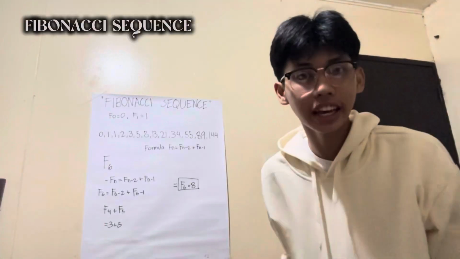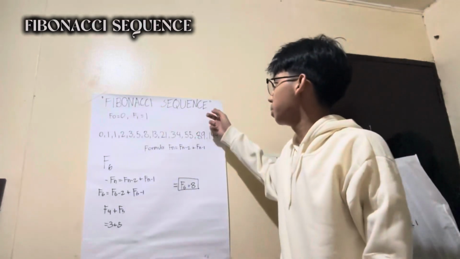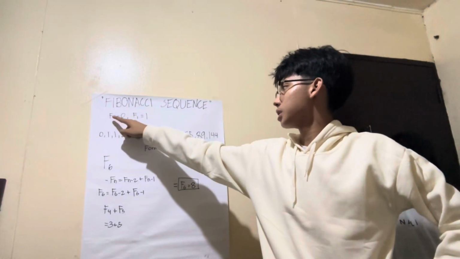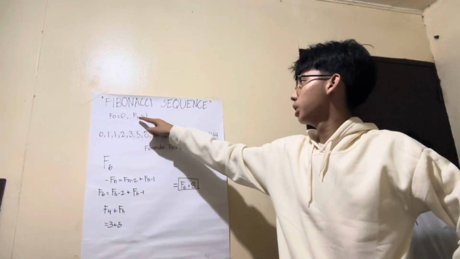Hi guys, for today, I will explain the Fibonacci sequence. So our first term is f sub 0 equals 0 and f sub 1 equals 1.